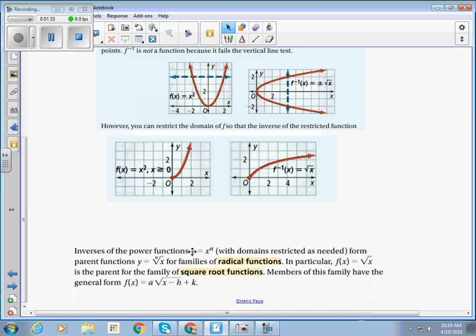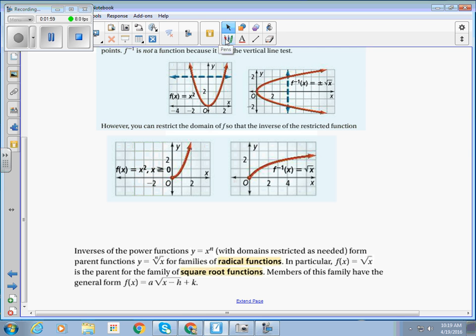Inverses of the power functions y equals x to the n, with domains restricted as needed, form parent functions y equals the nth root of x for families of radical functions. In particular, f of x equals square root of x is the parent for the family of square root functions. Members of this family have the general form.